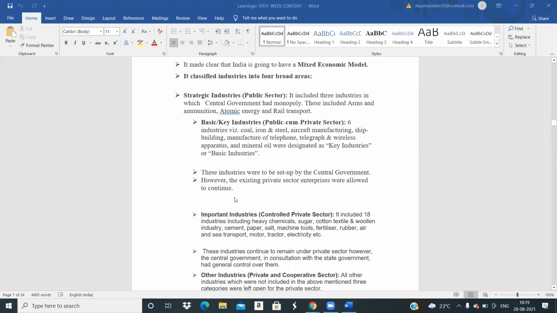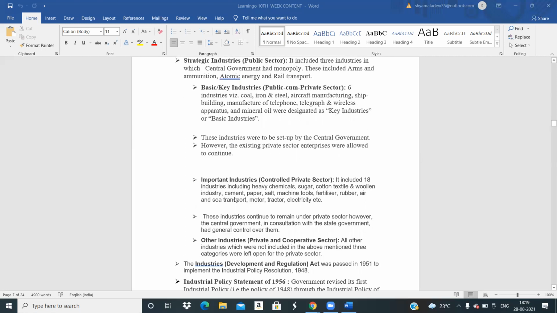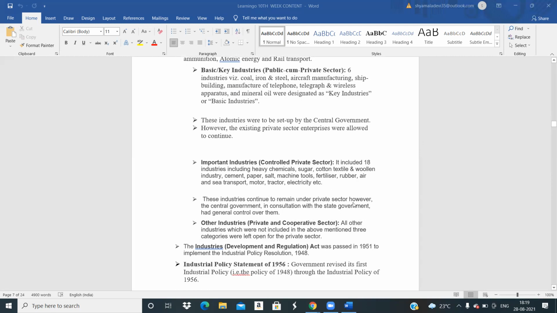Then important industries controlled by the private sector are heavy chemical, sugar, cotton, textile, woolen, cement. All these will be included by the private sector. These industries continue to remain in the private sector. However, the central government, in consultation with state government, had general control over them. Though the private sector was there, still the central government or the governments will have control over them. They're not totally private. Okay.